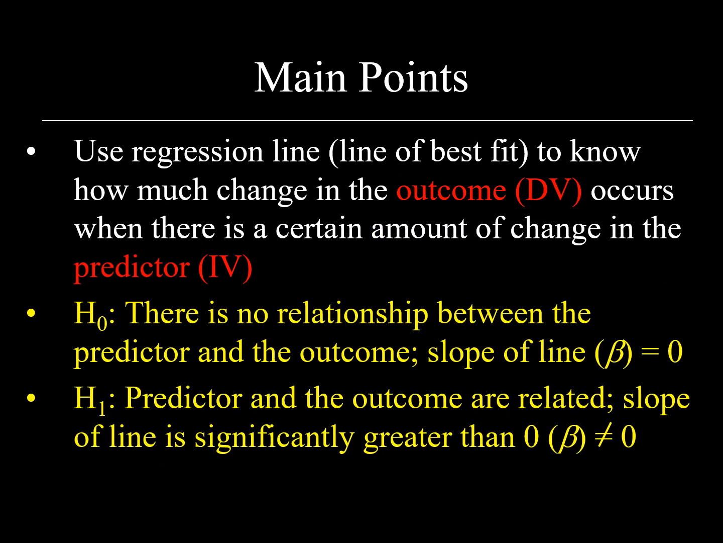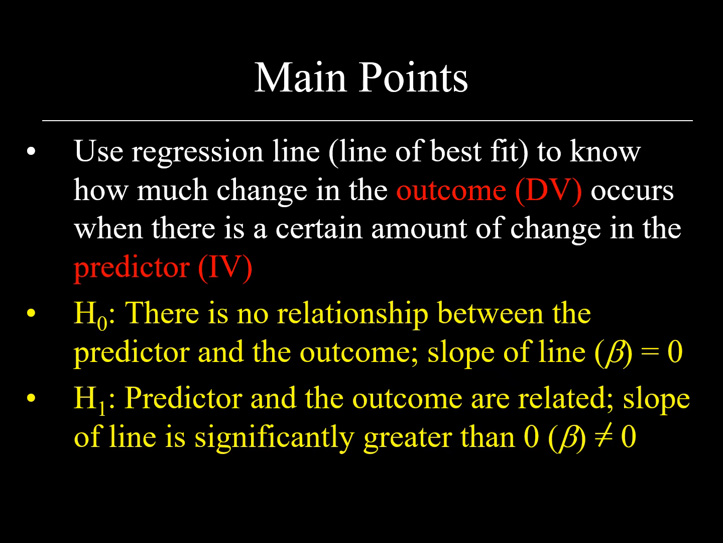We use the regression line of best fit to know how much change in the outcome occurs when there is a certain amount of change in the predictor. So the null hypothesis, the hypothesis that there is nothing going on, in this case is there is no relationship between the predictor and the outcome. The slope of the line, the beta, is 0, so there's no relationship.